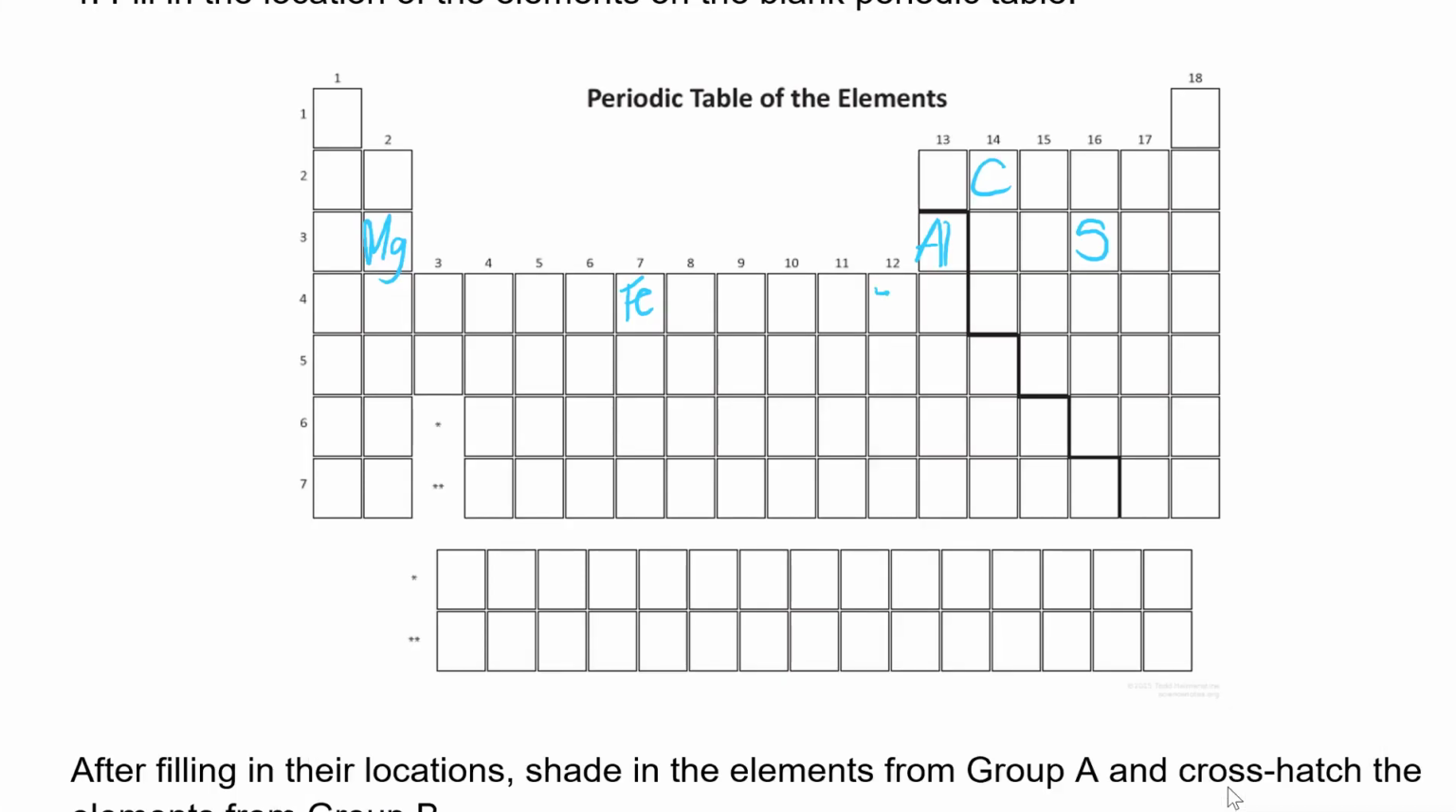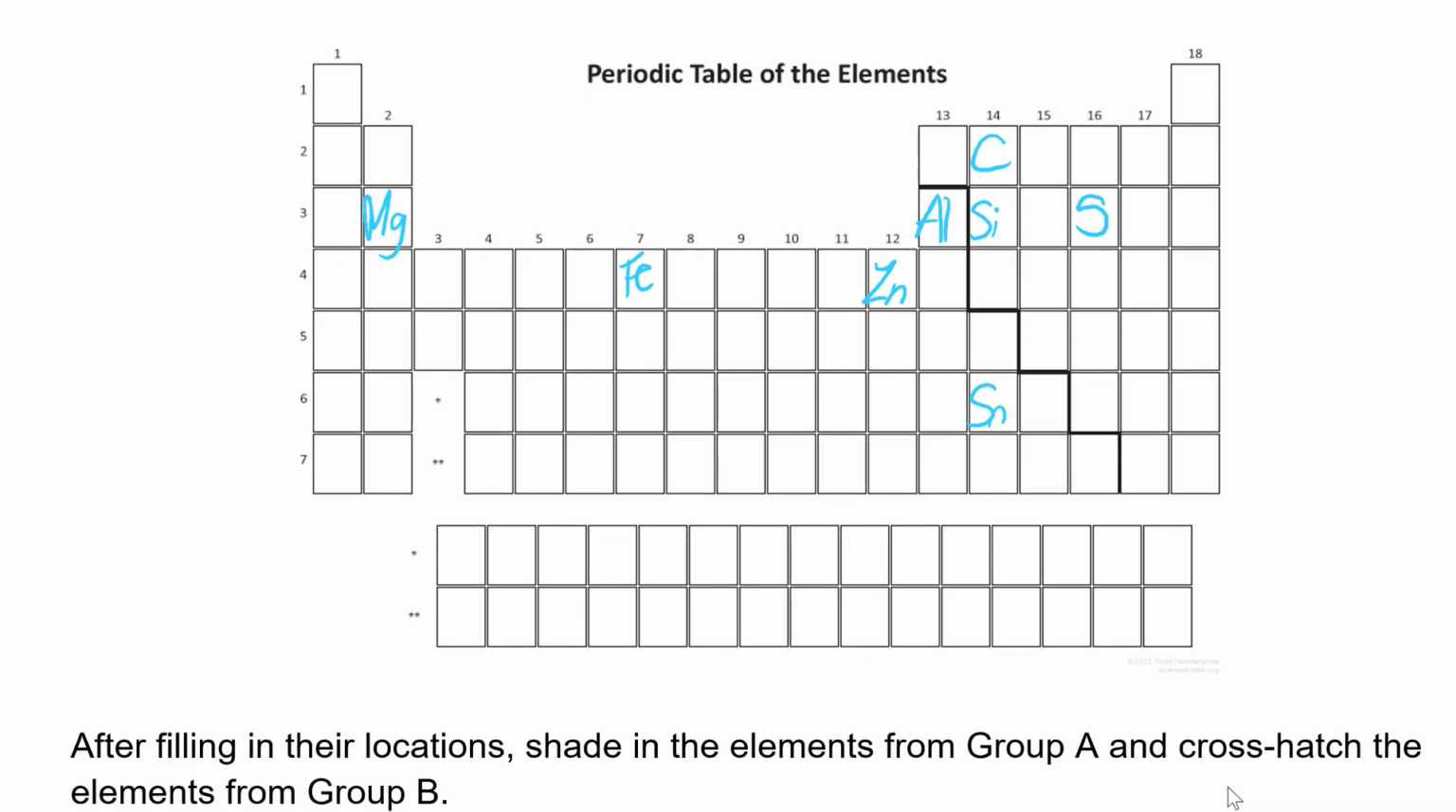So zinc is right here, and tin is right there. Silicon is right there. 1, 2, 3, 4, 5, 6, 7, 8. Okay, so it says shade in the elements from group A. So I'm going to shade this in because these are the group A's. We're going to crosshatch group B. We're going to leave the other group alone.